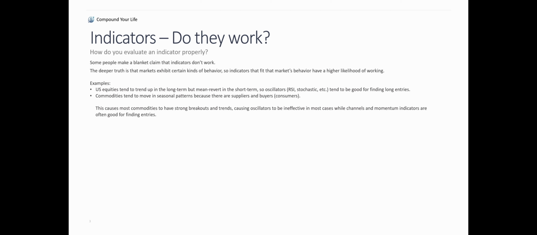On the other hand, commodities tend to move in seasonal patterns, and this is because those commodities have suppliers and buyers, so there's actual consumers. US equities tend to be more forecast based, so they price in future expected returns and performance of the company. I touched on this in the first video in this series, so if you want to know why US equities tend to trend up, please go see that video.